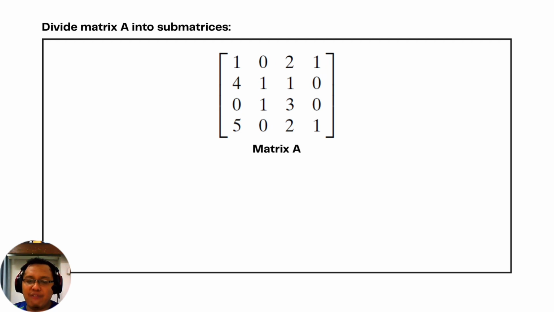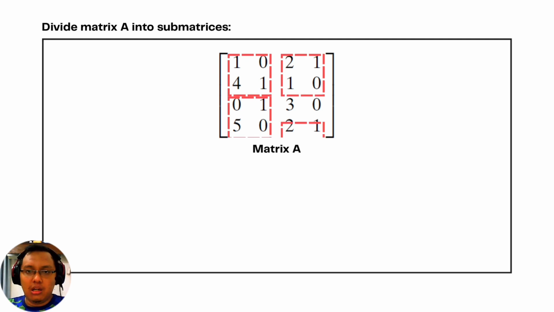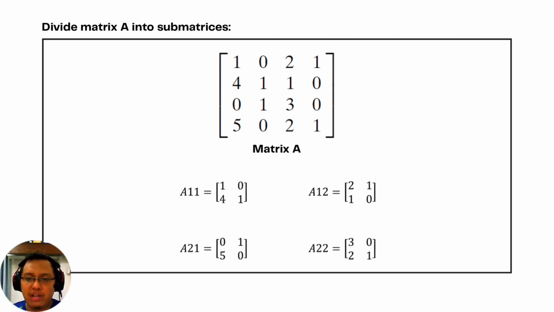First, we have to divide matrix A into sub-matrices. Because this is a 4 times 4 matrix, we can use divide and conquer, which is we split the 4 times 4 into 2 times 2. And now there you go, we have 4 matrices based on this matrix A. Now these are the products. Later on I can explain.